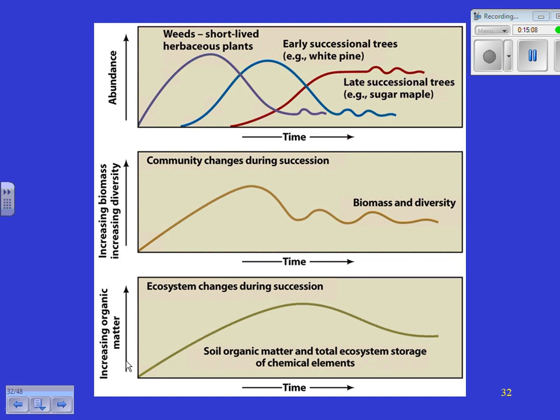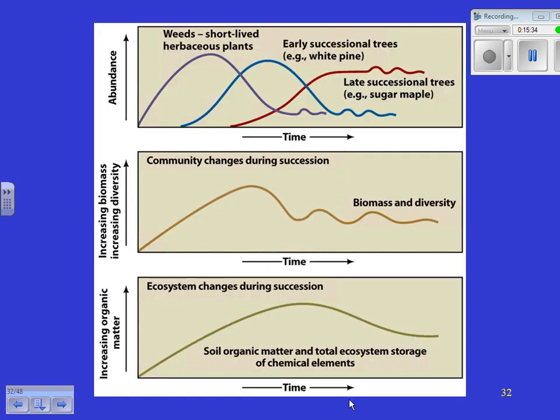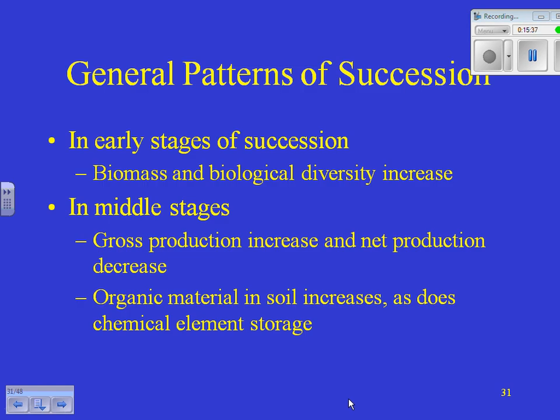If we want to look at the increasing biomass, community changes over time, then we want to look at the increasing organic matter, which increases over time. Soil organic matter and total ecosystem storage of the chemical elements get bigger over time because when things die, they get recycled and become part of the soil. A very important concept: succession and chemical cycling.